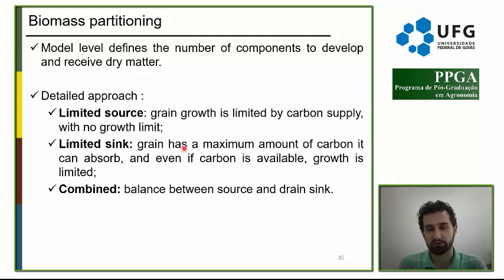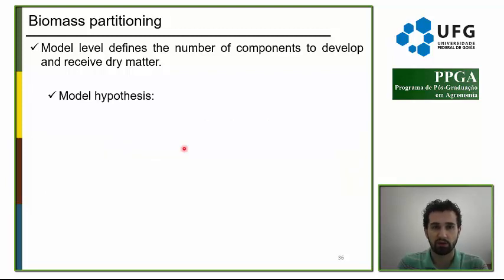So every day biomass is produced for grain, and this grain has a maximum amount of carbon that it can get. So for example, if I have a problem in the flowering period and I have less flowering than the potential, if I use this limited sink, the yield can be limited by the number of grains in the plant that are getting carbon. Or use the combined approach, where the balance between source and sink is used.